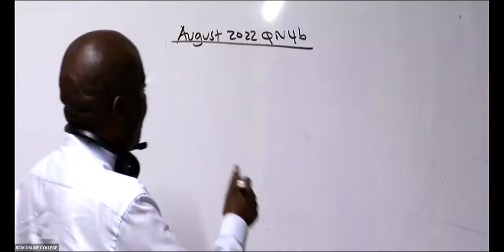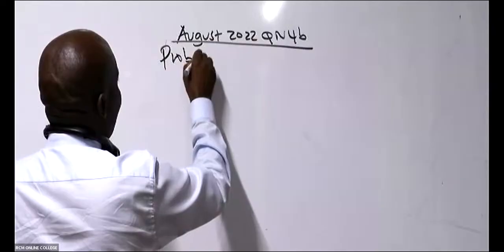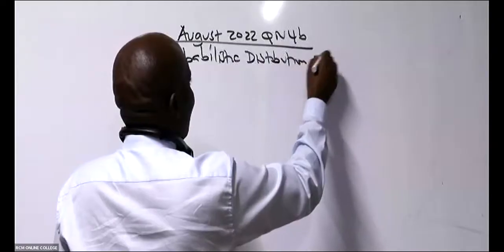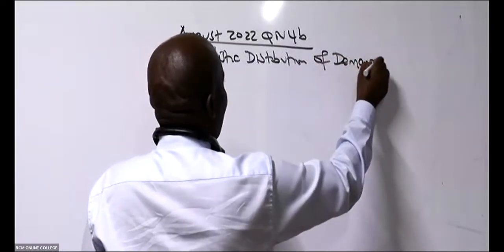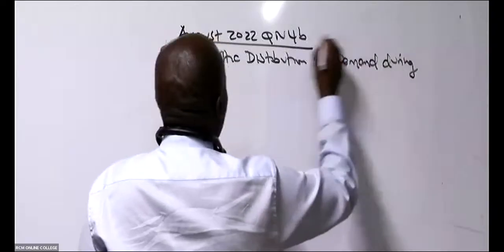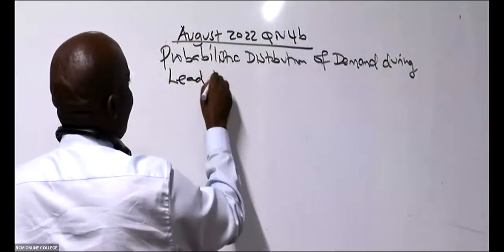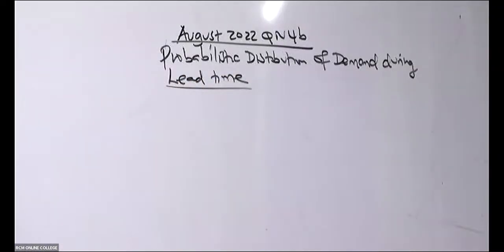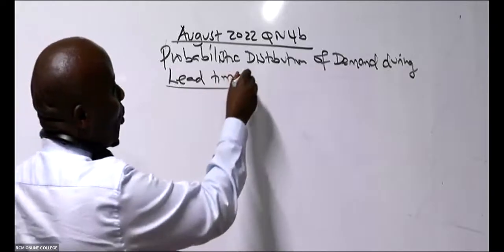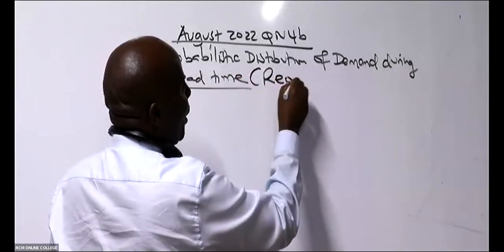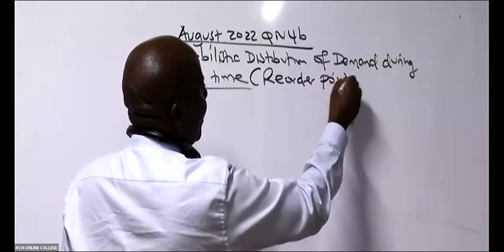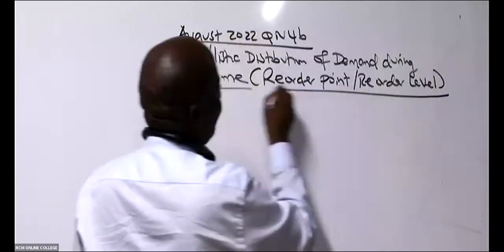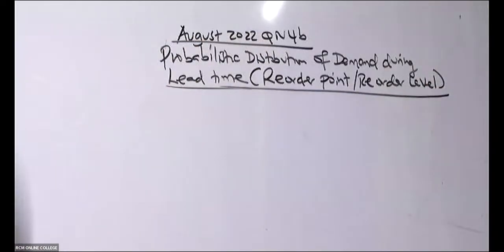Give us the probabilistic distribution of demand during lead time. So this one, of course, has an association with what we call reorder point, or reorder levels.